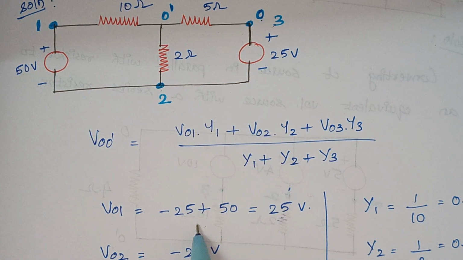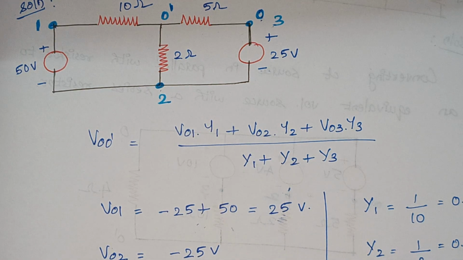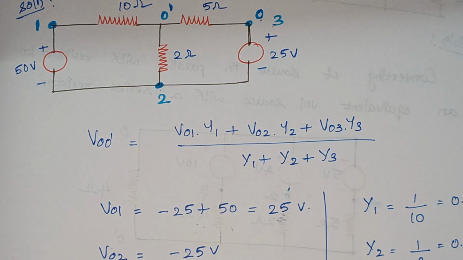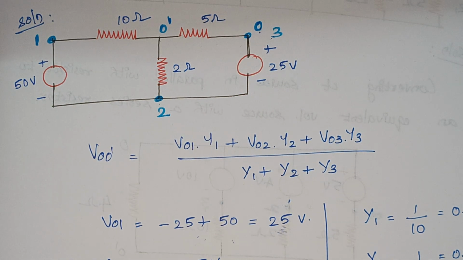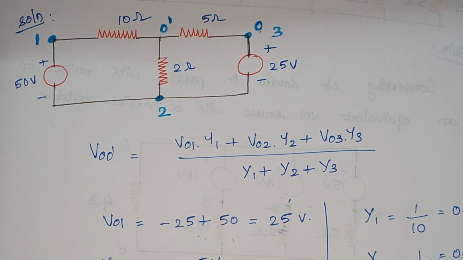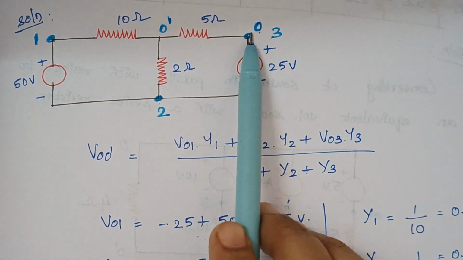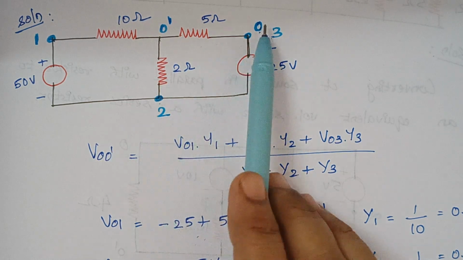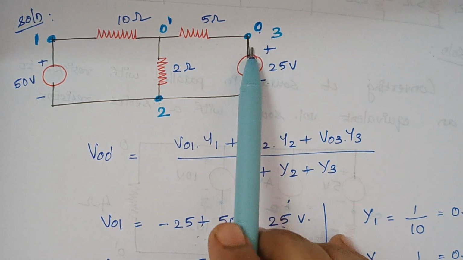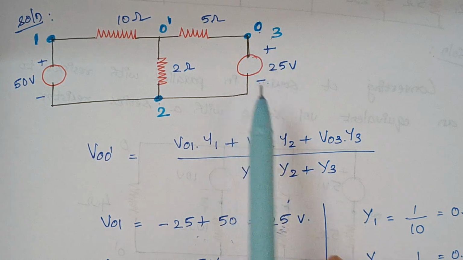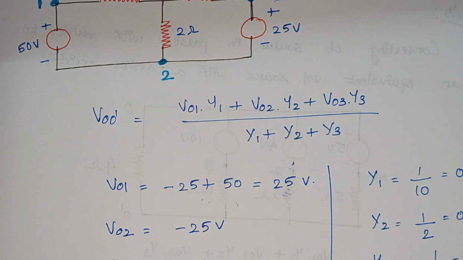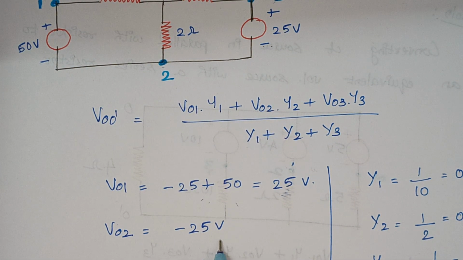Therefore here it is plus 50. Therefore the net output, the net value, is 25 volt here, right? Now the next thing is VO2. Here VO2 is, between this O and 2 we have 25 volt. Again it moves from plus to minus, so again this value of voltage is minus 25 volt.